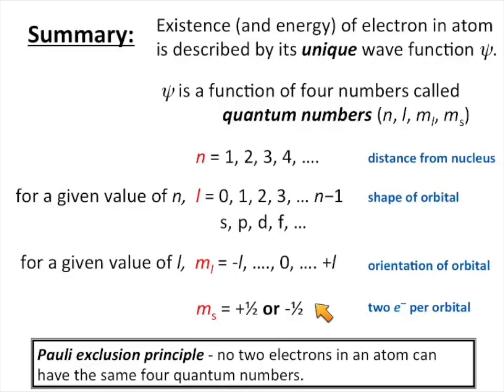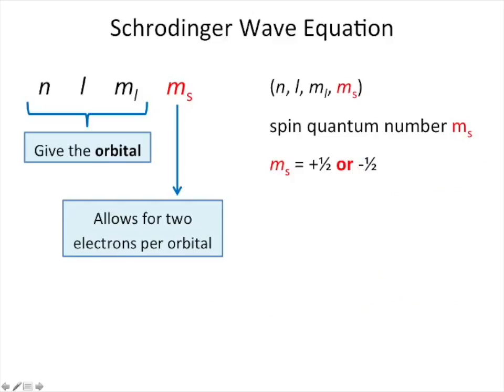Okay, and then m sub s, the spin quantum number, is always +1/2 or -1/2, and that allows us to put two electrons in a given orbital. Now we'll talk about this more in the next video, but the Pauli exclusion principle tells us that no two electrons in an atom can have the same set of 4 quantum numbers. Which I think we've talked about already. Cool. Here's another summary, right? The first 3 of these quantum numbers give you the orbital, and then the m sub s value allows you to put 2 electrons into that orbital.